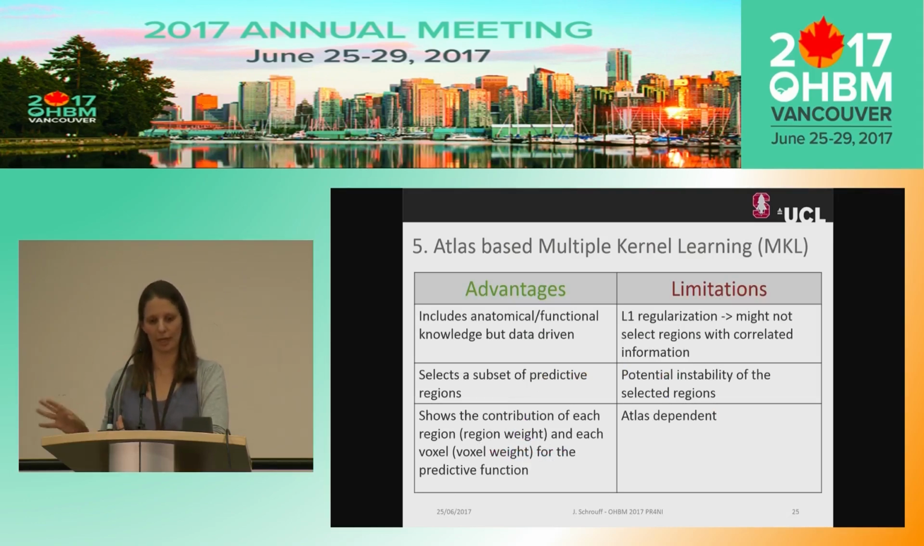If we come back to MKL in general, the advantage is that it includes both anatomical and functional knowledge, but it's also data-driven. Anatomical knowledge based on the choice of the atlas, but data-driven based on which regions are going to be picked by the model. It selects a subset of predictive regions, and you can look at the contribution of each region and also each voxel. The algorithm we've chosen uses an L1 regularization, so it might not select regions with correlated information. It's actually a group lasso, so it is quite sparse.